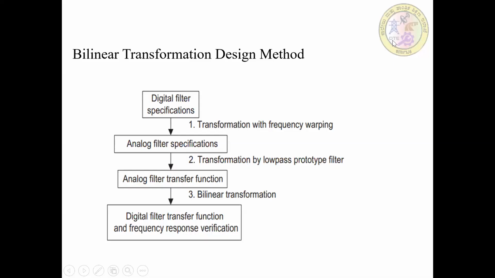Now, let us consider the bilinear transformation design method. Okay, the design procedure here includes transforming the digital filter specification into an analog filter specification just by using this transformation with frequency warping. Then the second step involves performing the analog filter design. Then applying the bilinear transformation, we are going to see this later. Okay, applying the bilinear transformation and then verifying its frequency response.